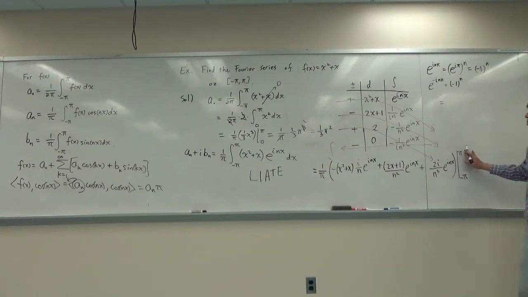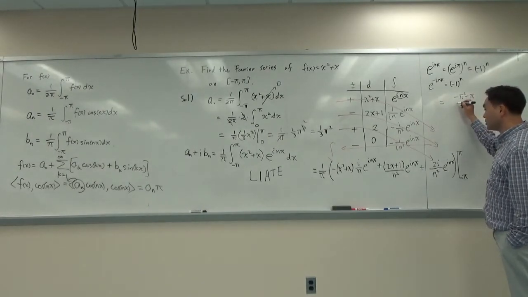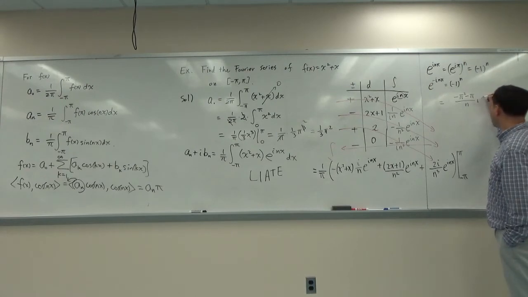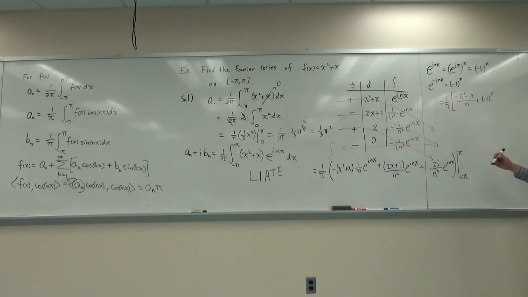So let's see. If you plug in pi, you get negative pi squared minus pi over n i, times negative 1 to the nth power. And then you get 2 pi plus 1 over n squared, and then negative 1 to the nth power. And then it gives you just 2i over n cubed of negative 1 to the nth power. But then you have to subtract the corresponding terms.